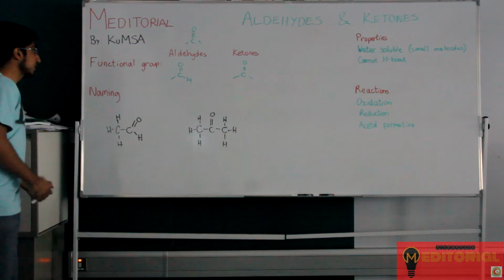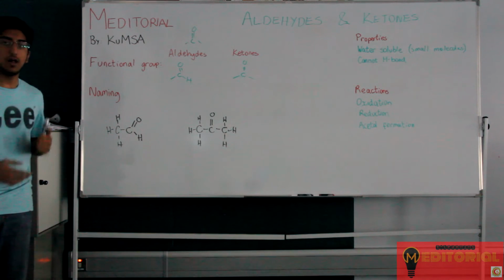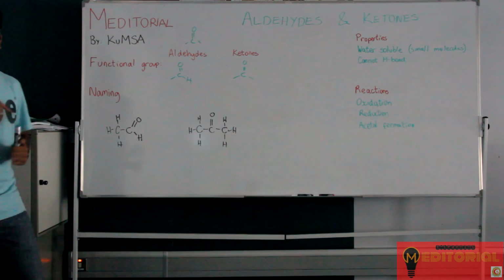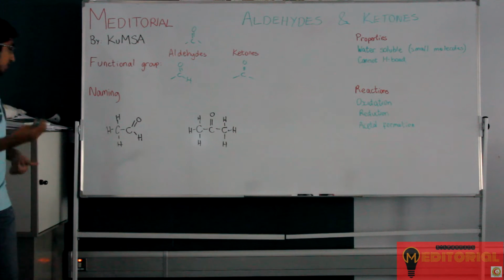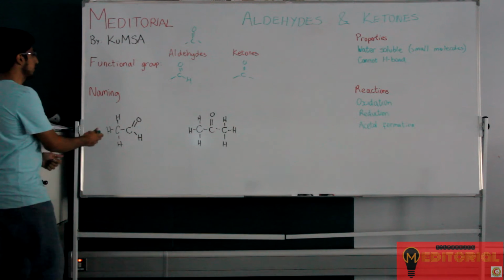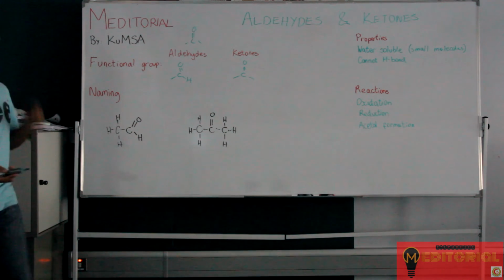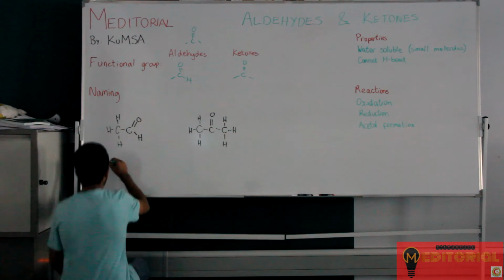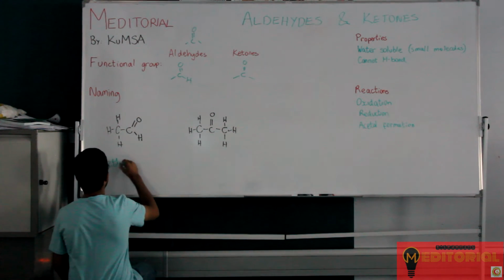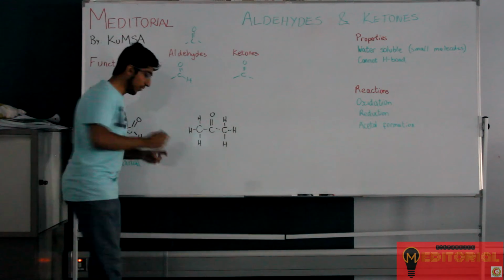As for the naming, they're pretty simple. Aldehydes end with -al. Alcohols end with -ol. Aldehydes end with -al. It's quite similar, but it is a difference nonetheless. Over here, I have an aldehyde with two carbons. So 2 carbons is eth, so this is ethanal. Let me write that down. Ethanal.